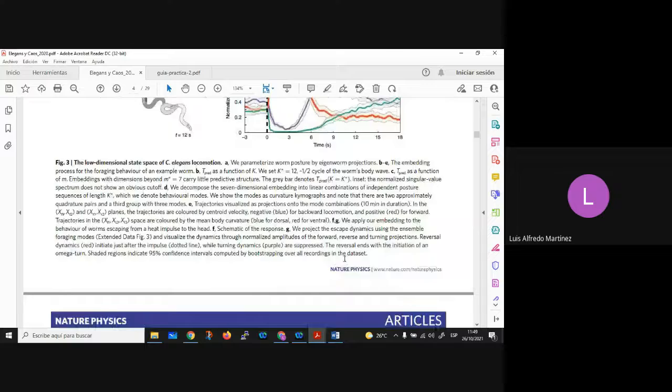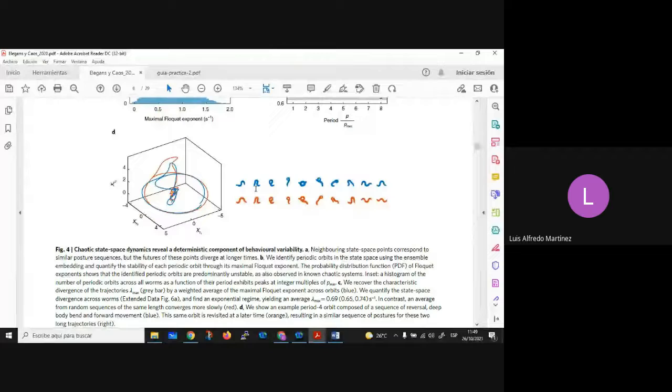Figure 4D shows an example of orbits of the C. elegans in two modes, a blue mode and an orange mode, and we can see the trajectory in the phase space respectively.